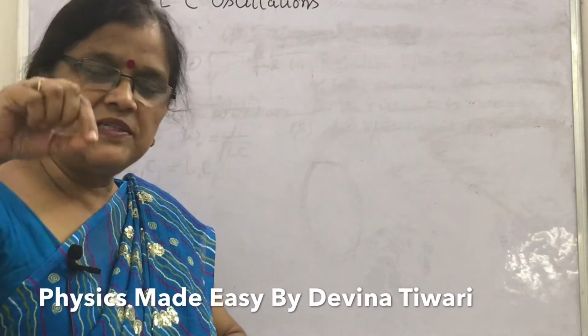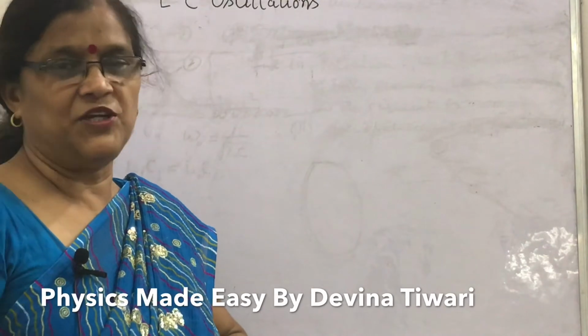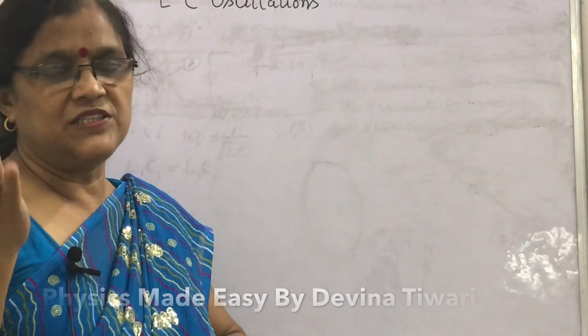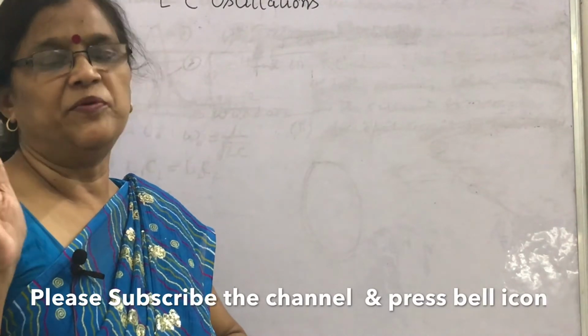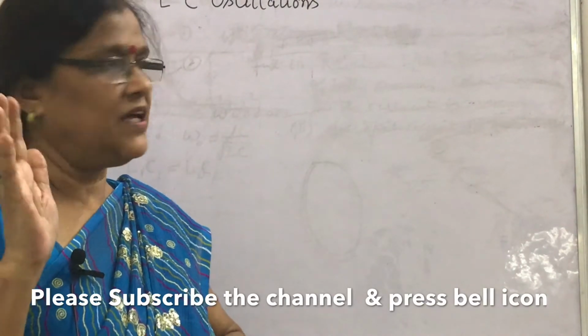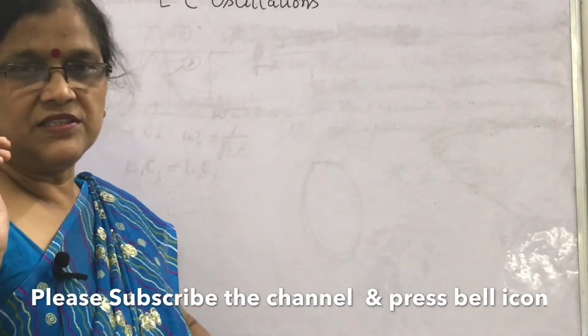When a charged capacitor discharges through a non-resistive coil, then electrical oscillations of constant frequency and amplitude are produced. They are called LC oscillations.